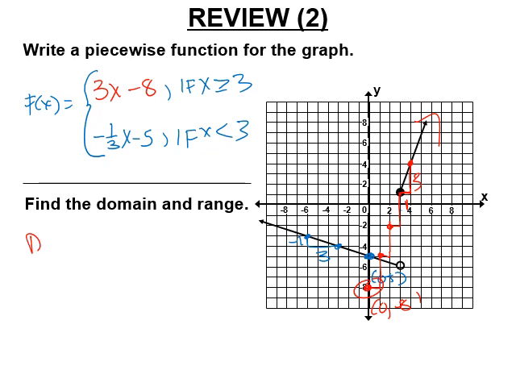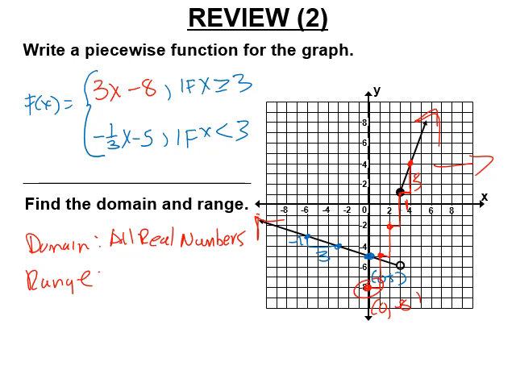All right, the domain and range. You'll definitely be asked about this. The domain is all the possible values of x. Well, it goes on forever in both directions, right? And there's no gap, right? 3 is covered. So this is all real numbers.